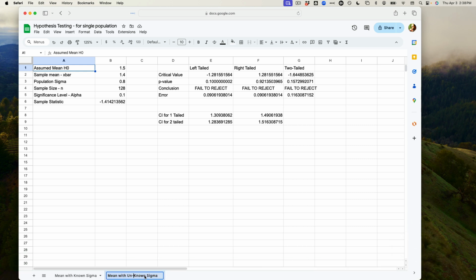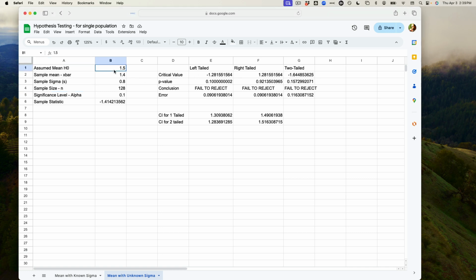So mean with unknown sigma. I don't know why I put a hyphen in there. Okay, because un is not a qualifier, right? Unknown. I guess it is. Okay, so assumed mean, etc. Everything here stays the same, except here I'm not going to call it population sigma. I'm going to call it sample sigma, right? So this is our sample standard deviation. And we still have the sample size n. You can add a column for degrees of freedom. We don't need to do that.